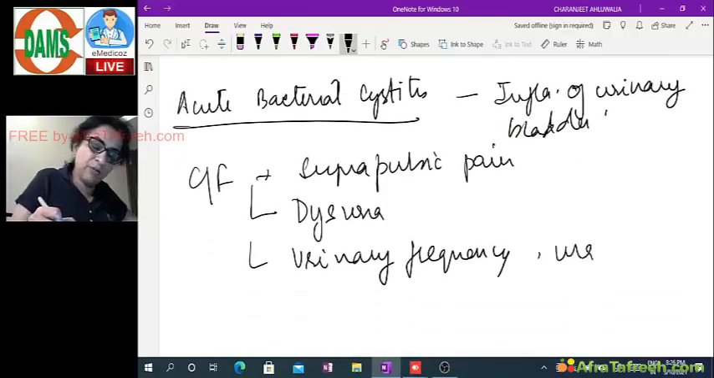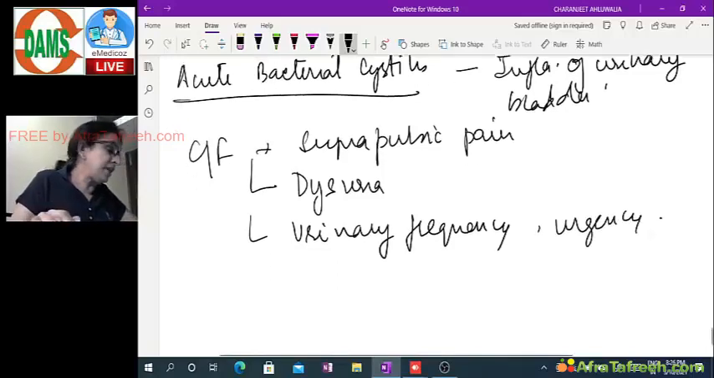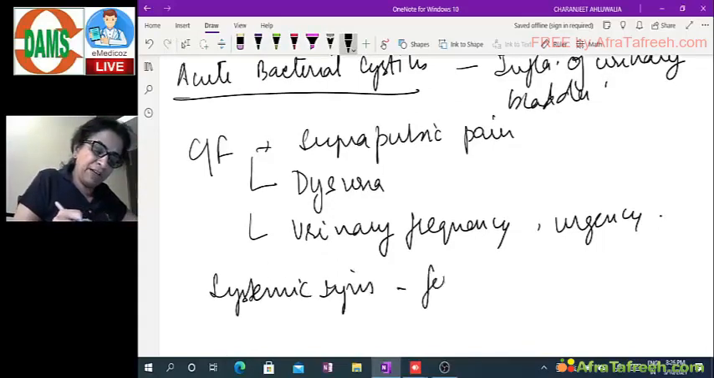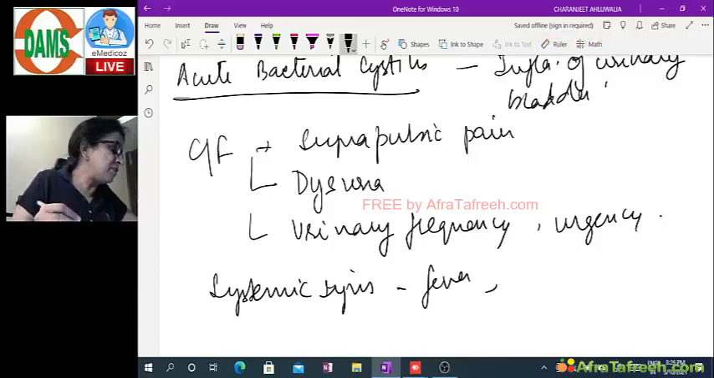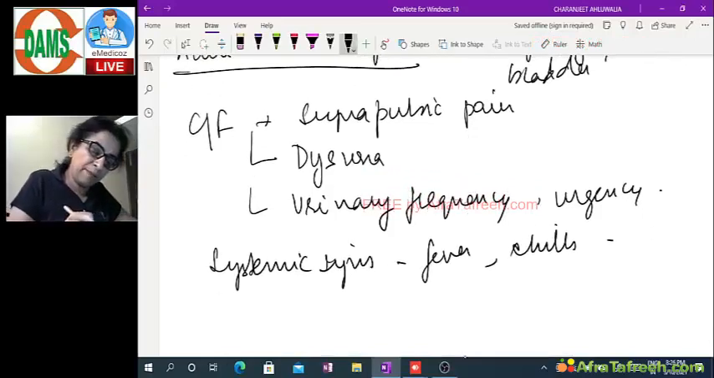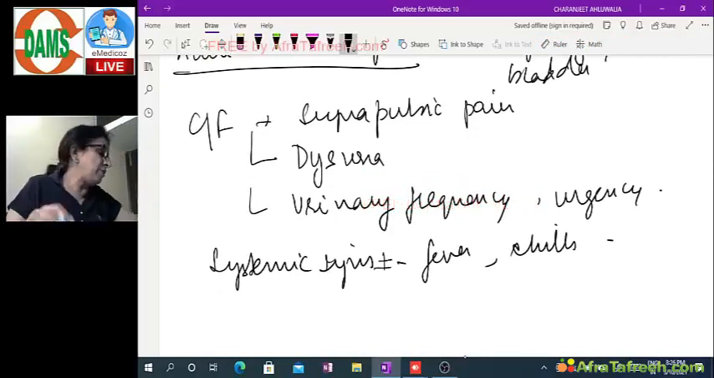Urinary frequency, urinary urgency. And what will the systemic features be? The patient can have systemic signs. So the patient can have fever. The patient can present with high fever and chills. Systemic signs are usually plus minus, they may or may not be present.